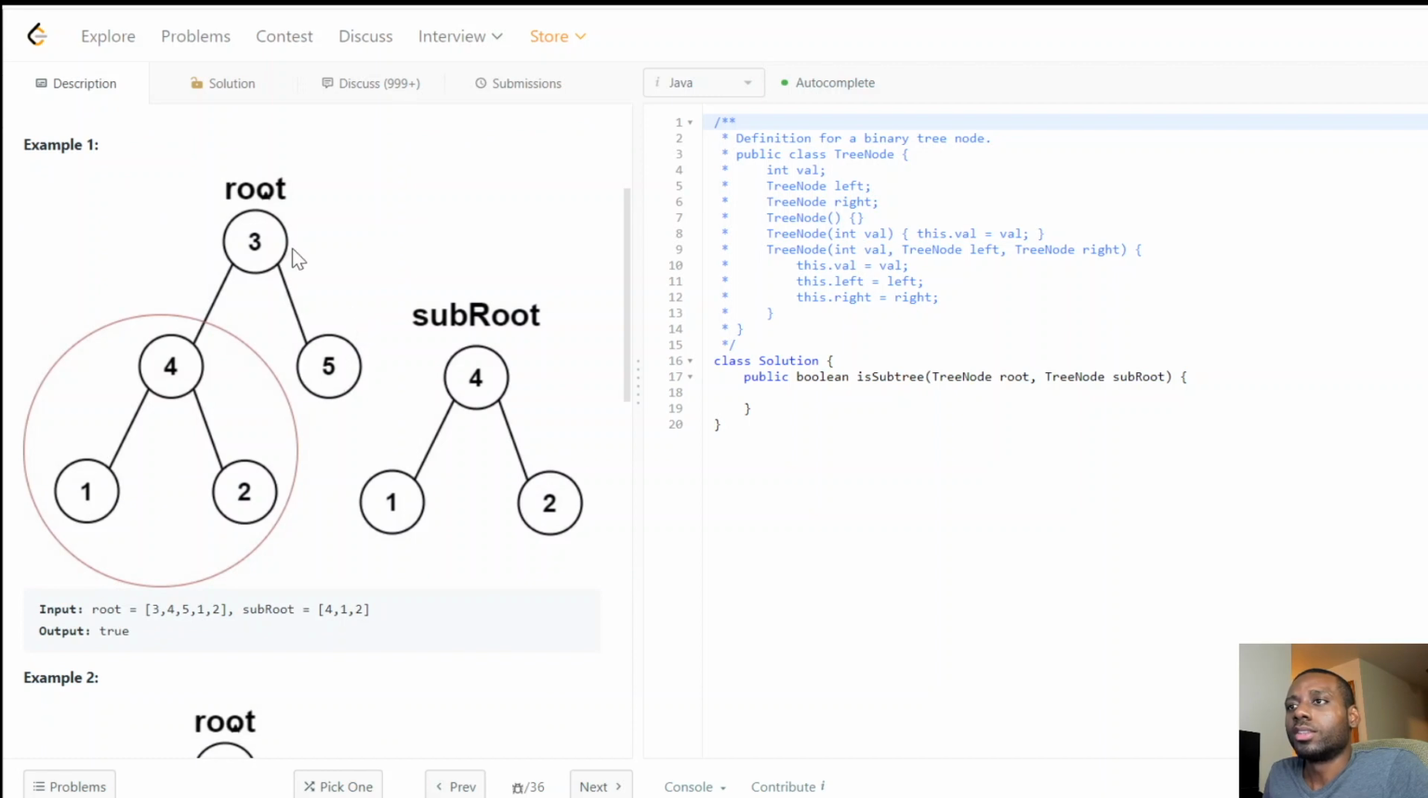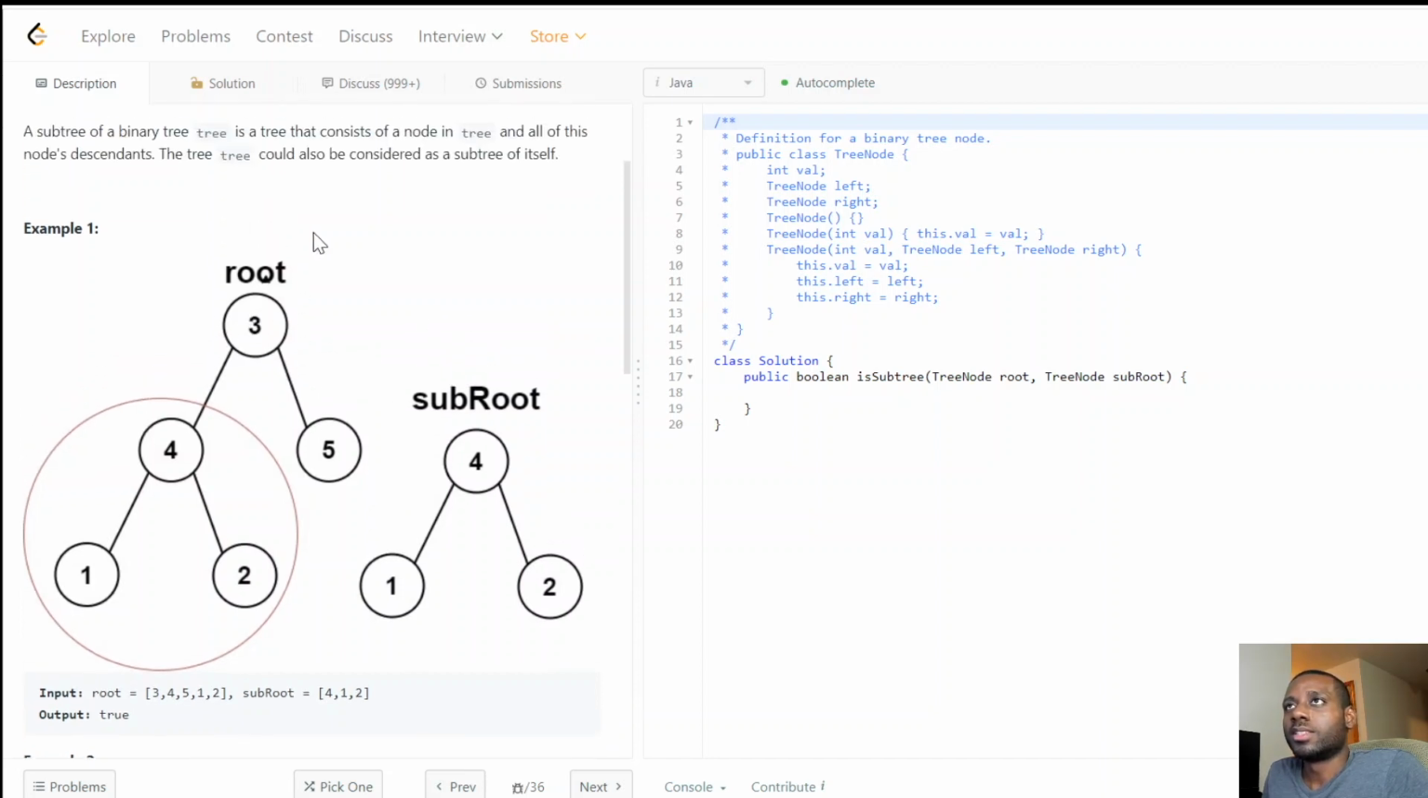Okay, so let's look at the different subtrees we have here, just to make sure that we understand everything. That's a subtree, that's another subtree, that's another subtree as well. This subtree rooted at 4 obviously includes 4, 1, 2, all the values in the tree. And this is the tree rooted at 5, which doesn't have any children, so it's 5 alone. And it says that the tree can be considered a subtree of itself, so 3 is a subtree too, I guess. That's what they're saying. So those are the different subtrees.